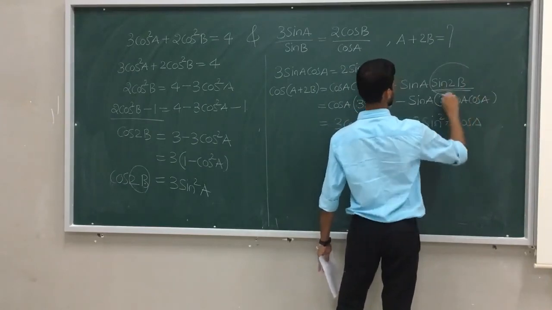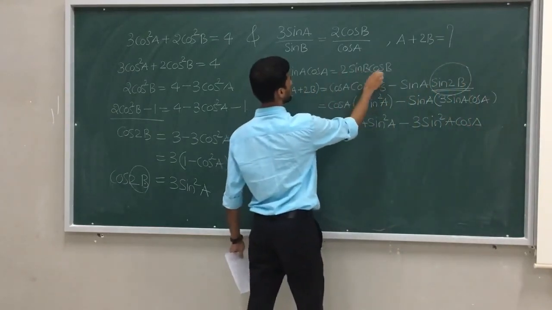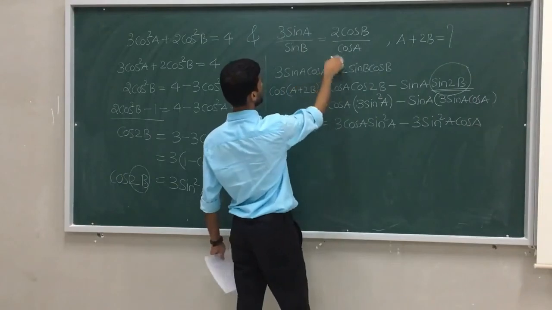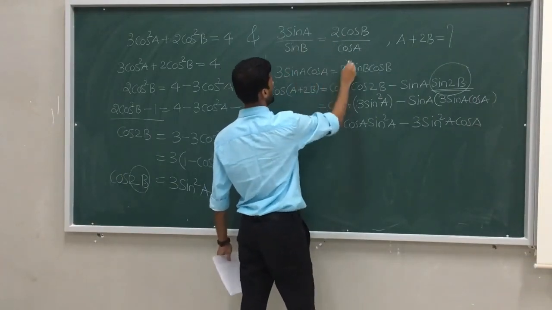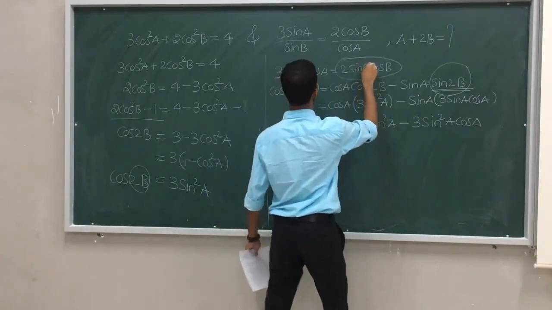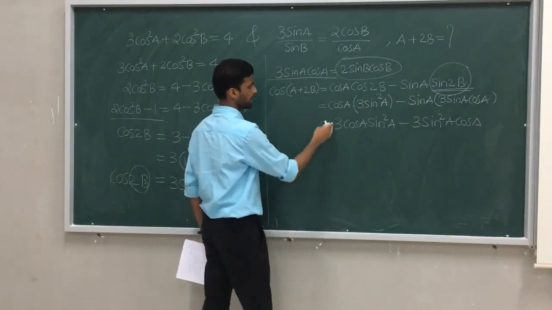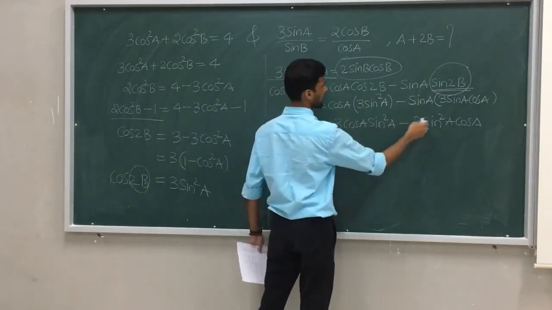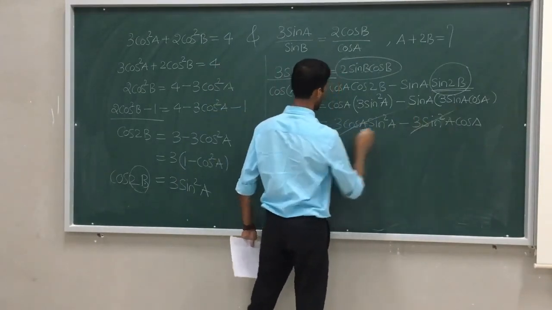Because I wrote sin 2B as 2 sin B cos B, just to check, 2 cos B sin B. So it is written as sin 2B. Sin 2B I replace with 3 sin A cos A. 3 cos A sin square A, and 3 cos A sin square A. They are cancelled. So the answer is 0.